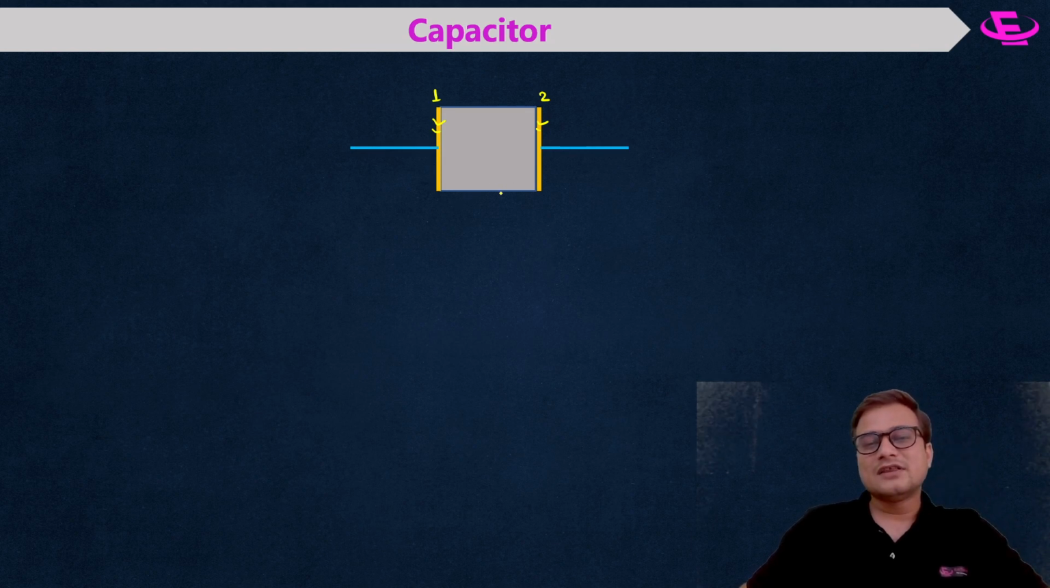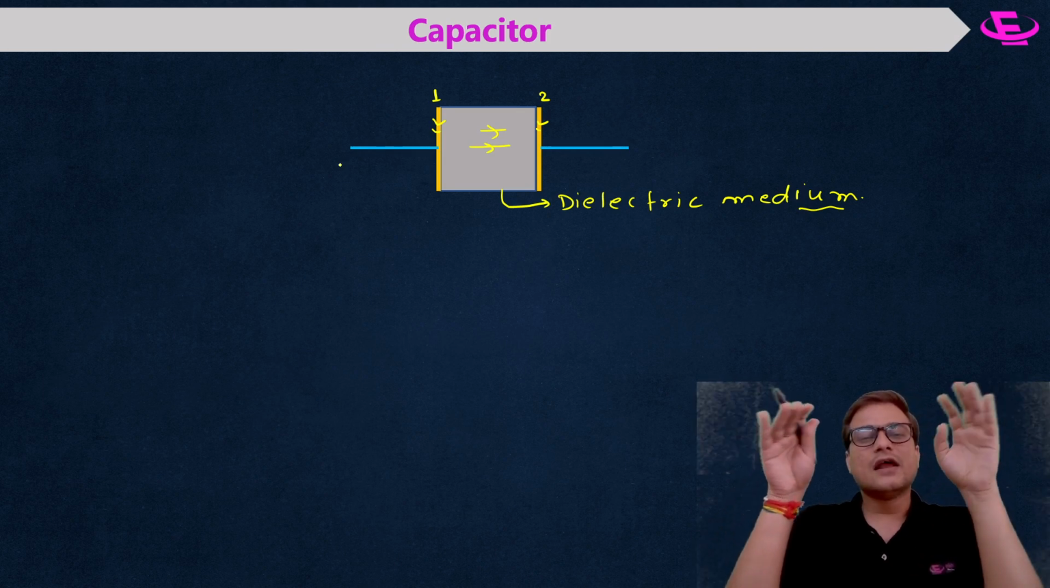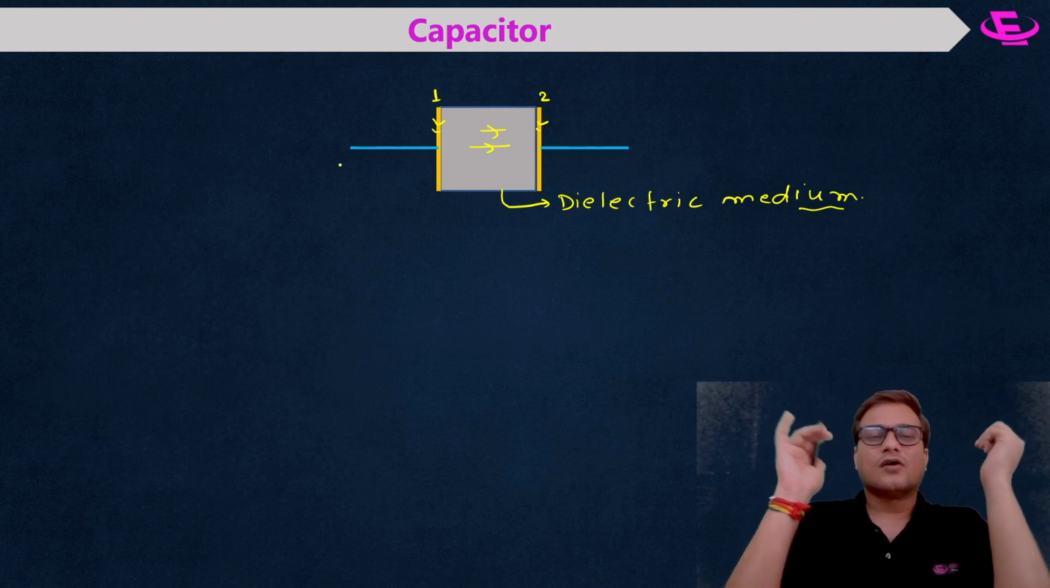Now what is between these two plates? This is a dielectric medium, or simply you can say an insulating medium. So if it is an insulating medium, can you tell one thing? Is it possible that current will flow through this? No, it is not possible that current will flow through this insulating medium. But still I'll tell you there is current inside the capacitor, and we'll discuss a very beautiful story right now.